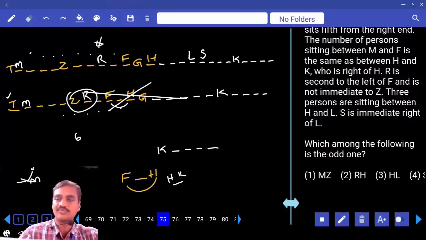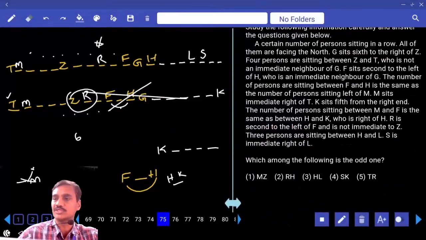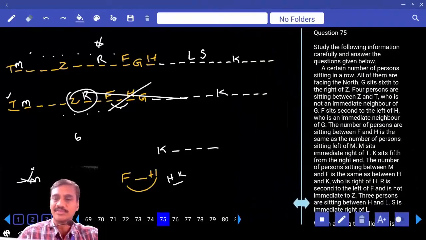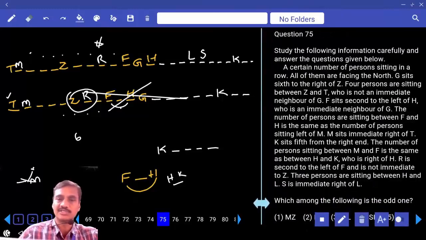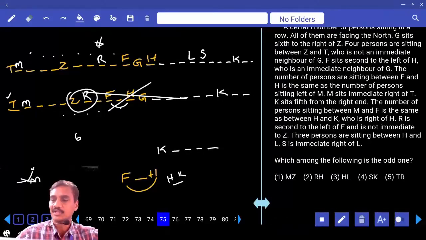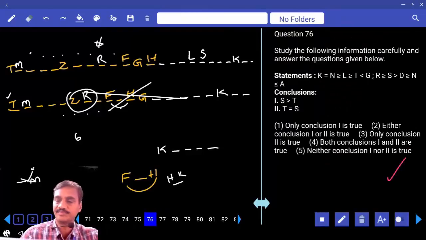And which one among the following is the odd one? M and Z, there are 3 persons. R and H, there are 3 persons, and H and L, there are again 3 persons. Then in choice 4, what is the information we have? S and K, T and R. S and K, there are 3 persons, and T and R, more than 3 persons, except in choice 5. In the remaining choices, there are exactly 3 persons in between. Hence, this is the odd one, question number 75.